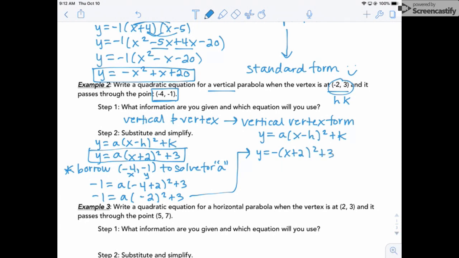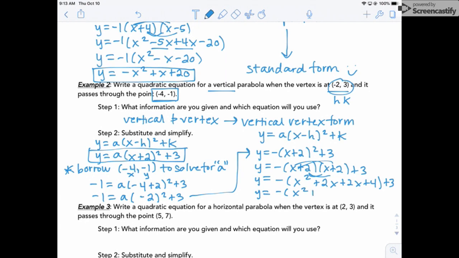All right. So I get y equals, I know my a is now -1, so that's -x plus 2 squared plus 3. So let's go ahead and solve this out. I'm going to need to FOIL. So y equals negative, this is x plus 2 times x plus 2 plus 3. So if we FOIL, we get y equals -x squared plus 2x plus 2x plus 4 plus 3 at the end. We're almost there. y equals -x squared plus 4x plus 4, and then a plus 3 at the end.